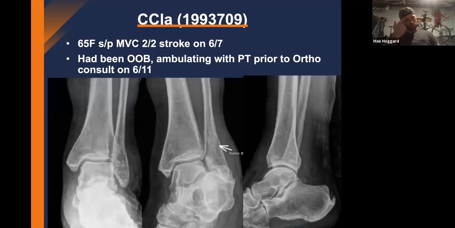Next one. So a little bit different patient here. They're a little bit older, 65 years old. They were in a motor vehicle accident after having a stroke back in June. After their accident, they had been up walking around, putting weight on the ankle prior to us being involved and us being notified of what was going on. So these are the ankle x-rays, let's see, 4 days after the car accident. Anyone want to describe those?